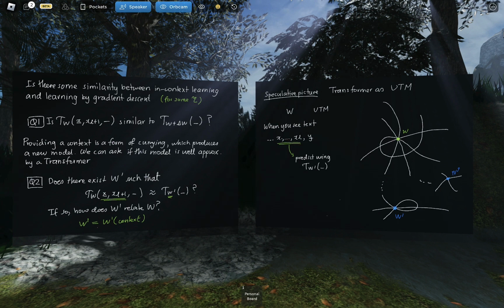Okay, so that's the kind of picture that, I have no idea if that's true, right? But that's a speculation which maybe gives you some idea of why it's so important to understand what in-context learning is about.